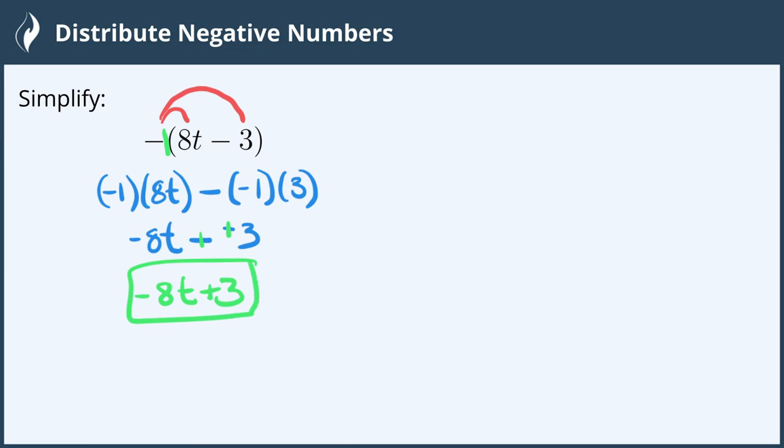For those of you who want to keep it just a negative out in front, you can think of it as just being the opposite. So we can find the opposite of each of these. This gives me the opposite of positive 8, which is negative 8t, and the opposite of, you can kind of think of this as a negative 3, which makes it a positive 3.